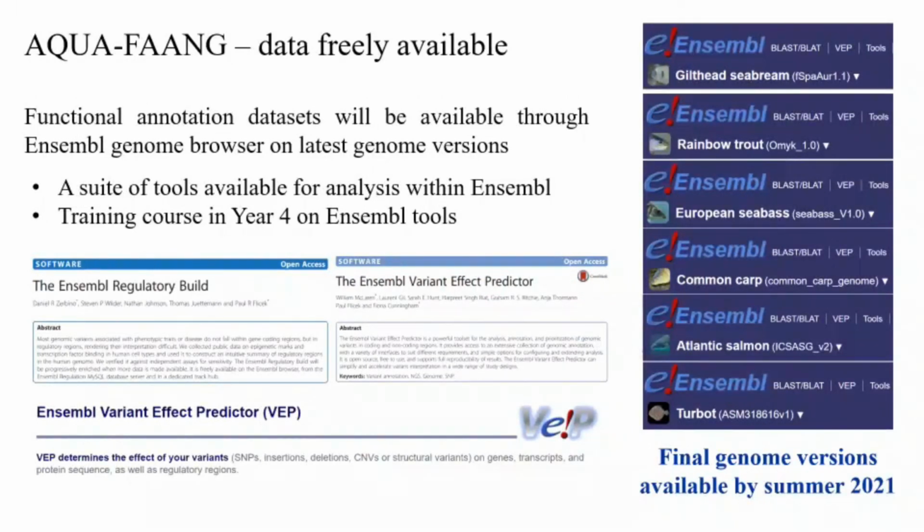The last thing to say is that the AQUA-FAANG data will be freely available through Ensembl in its final form. The final genome versions of the 6 species should be available in Ensembl release 105 in the summer. That gives us a suite of tools that we can use, both comparative tools, but also tools for looking at genetic variation. And just to quickly say, there will be a training course later on in AQUA-FAANG on exploiting Ensembl tools for farmed animal research. And I hope lots of people here will be able to come to that course too.